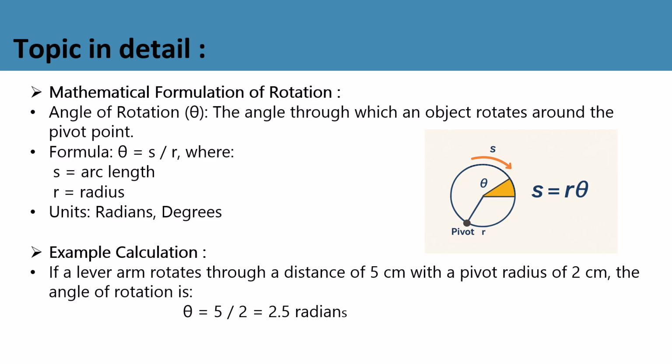For example, if a lever arm rotates through a distance of 5 centimeters with a pivot radius of 2 centimeters, the angle of rotation is calculated as 2.5 radians.